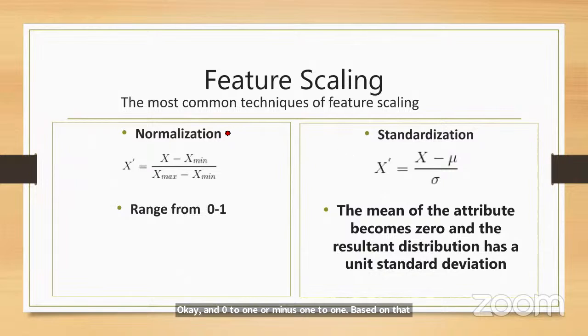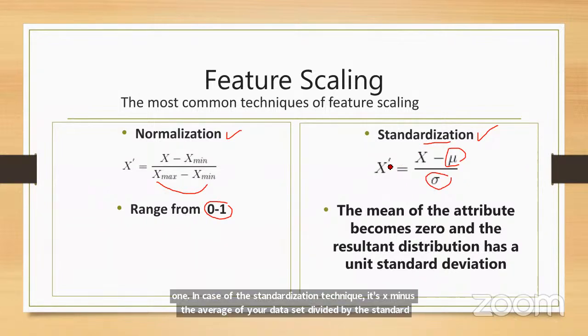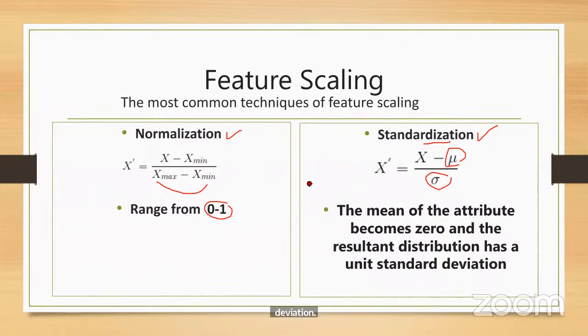There are very common techniques, like normalization, and there are other techniques. The normalization technique, for example, is the feature minus the minimum, divided by the range, the maximum minus the minimum. In this scenario, the scale will vary from 0 to 1. In the case of the standardization technique, it is x minus the average of your data set divided by the standard deviation. So this one will take all your parameters to be around your mean and the standard deviation.